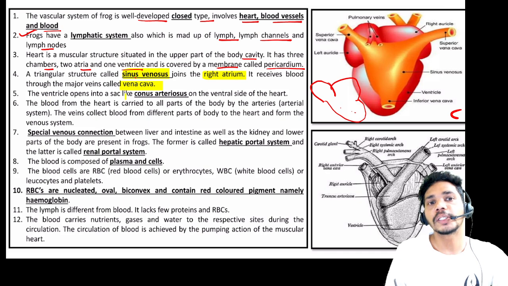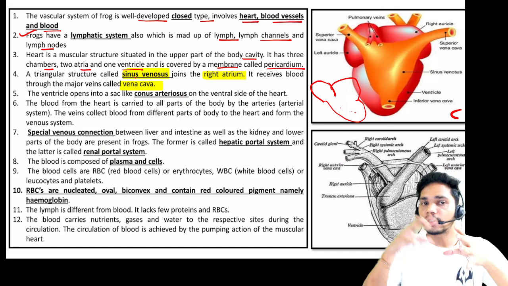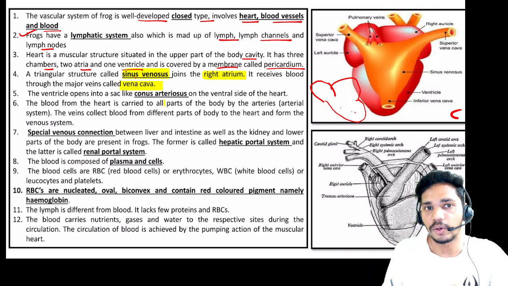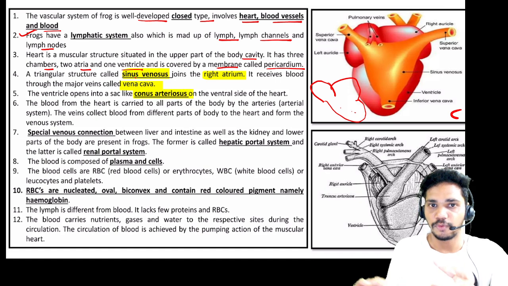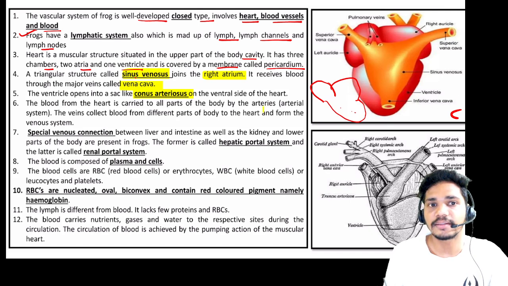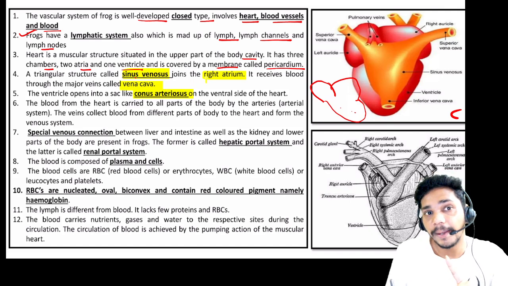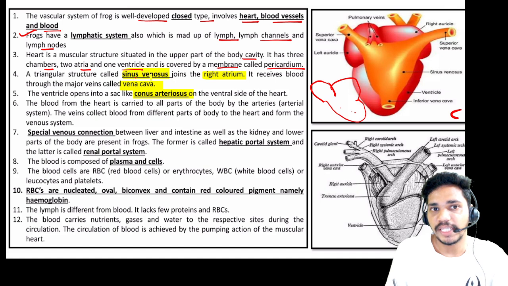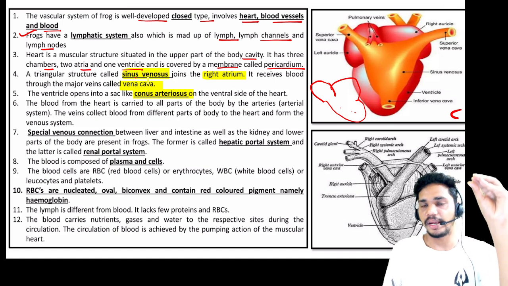The ventricle opens into the sac like conus arteriosus. So the ventricle opens into what? Sac like conus arteriosus. So sinus venosus is before the atria, conus arteriosus is before the ventricle, on the ventral side of the heart. तो sinus कौन सा side पे है? ट्रायंगुलर स्ट्रक्चर साइनस वेनोसस कौन सा साइड पे है? एट्रियम के साइड में.